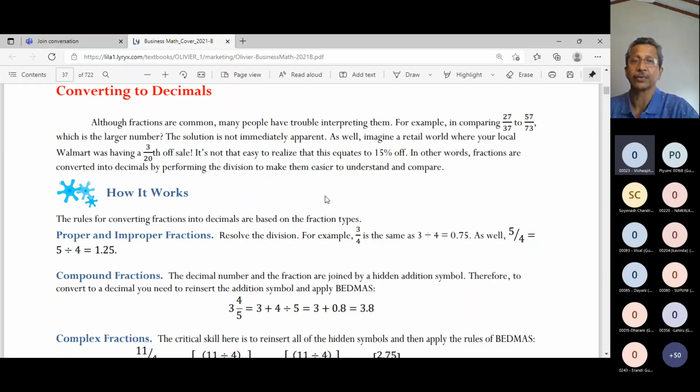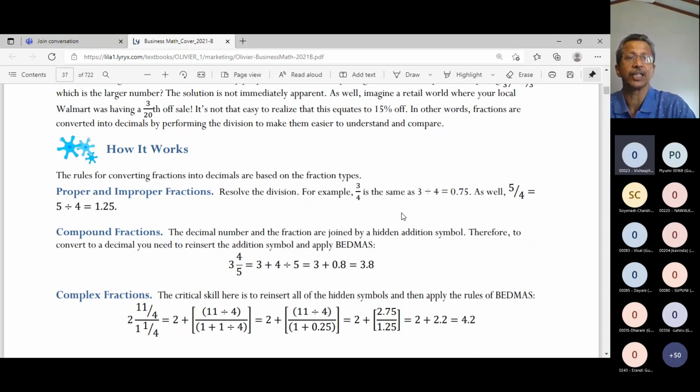Then imagine a local shop has 3/20th of a sale. What is that? It is actually a 15% discount: multiplying the bottom by 5 and the top by 5 gives 15%. In other words, fractions are converted into decimals by performing the division to make them easier to understand and compare. Decimals are easier to understand than fractions. We can convert fractions to decimals manually, or by calculating.